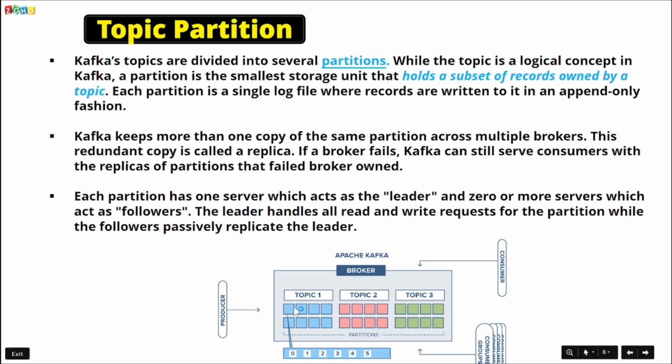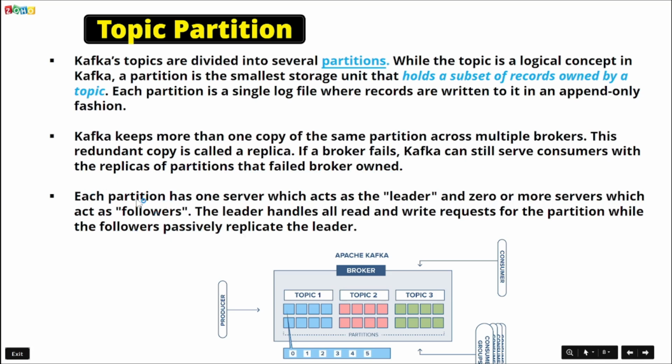Whenever we write any data to the partition, it is always added one after another. Kafka keeps more than one copy of the same partition across multiple brokers. This redundant copy is called a replica. If a broker fails, Kafka can still serve consumers with the replicas of the partitions that the failed broker owned.